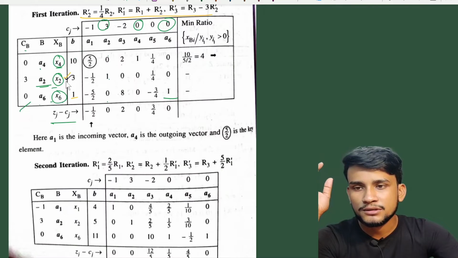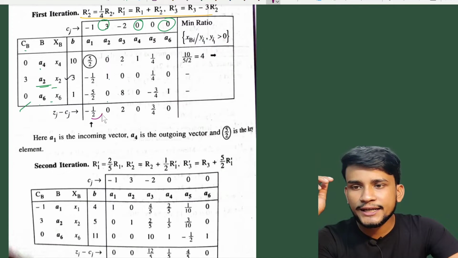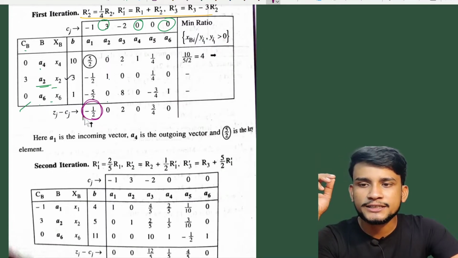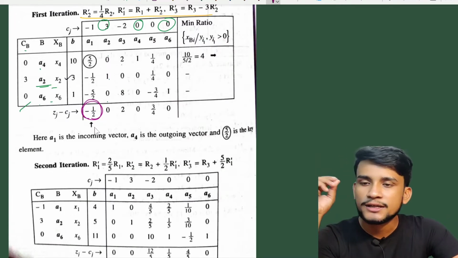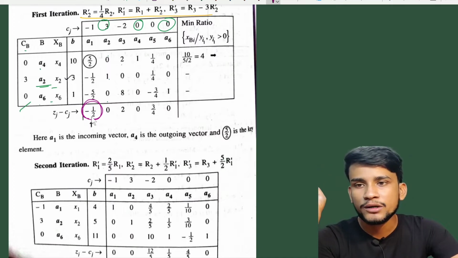See, here this is the table. Suppose I just erase these things. So this is the table. Now since only one zj minus cj is negative, this must be the entering vector, therefore a1 enters the basis. a1 is the incoming vector.